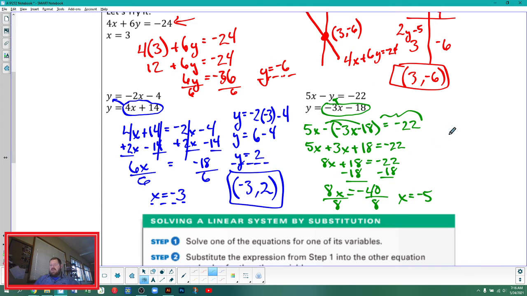So I know the x-coordinate of where they cross. I usually give myself some kind of indication that that's part of an answer. I need the other half, though. So we're going to plug negative 5 into this equation.